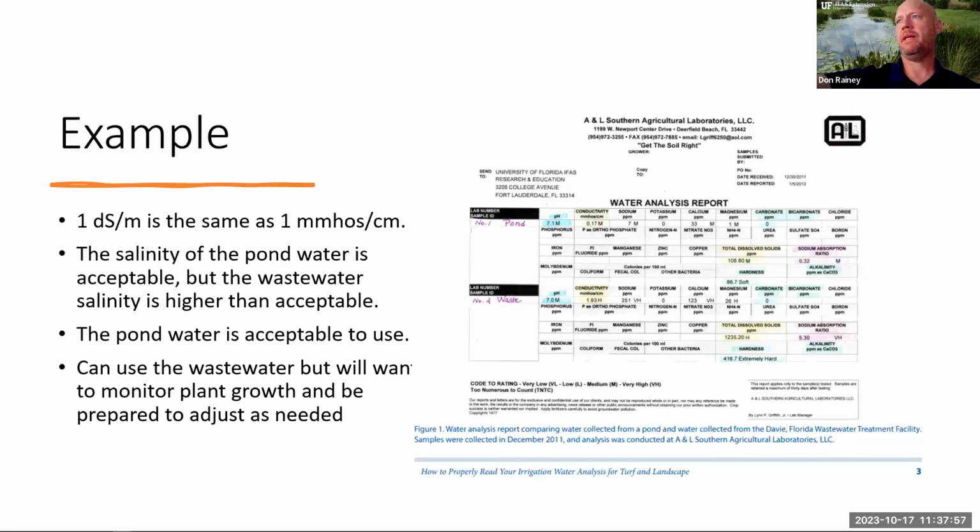It's 1.93. Now, this is the millimoles per centimeter, which is exactly the same as 1 dS per meter. So what you're looking at there again is the same value that we would give on that previous slide. If we're going over to the right, where you can see the highlights again, you have TDS, the total dissolved solids. But the pond, of course, is slightly lower than the wastewater.